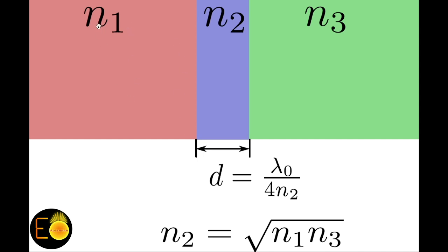Here N1 is one of the refractive indices and N2 is sandwiched between N1 and N3. The condition is that N2 is equal to the square root of N1 times N3, and the width of this layer N2 is equal to lambda naught divided by 4 N2. N2 is the refractive index of this middle layer and lambda naught is the free space wavelength. The wave that is incident normally at this interface will be entirely transmitted to the third layer and nothing will be reflected back.